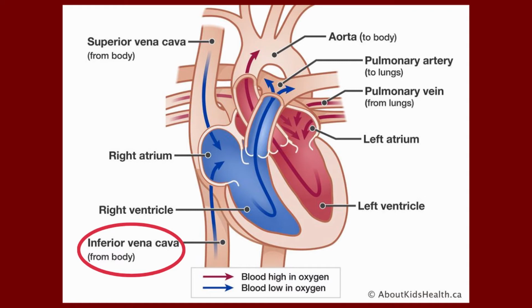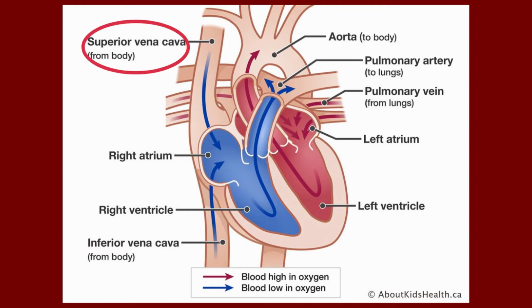First, the deoxygenated blood enters the heart through the superior vena cava or inferior vena cava. The blood that goes through the inferior vena cava comes from the lower part of our body, below the heart, while the blood that goes through the superior vena cava comes from the upper part of our body. Both of the vena cavas lead to the right atrium. After the right atrium, the blood is sent to the bottom part of the heart, which is the right ventricle.